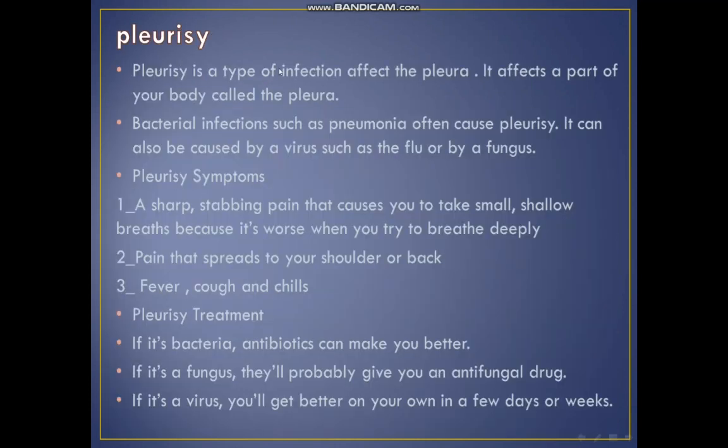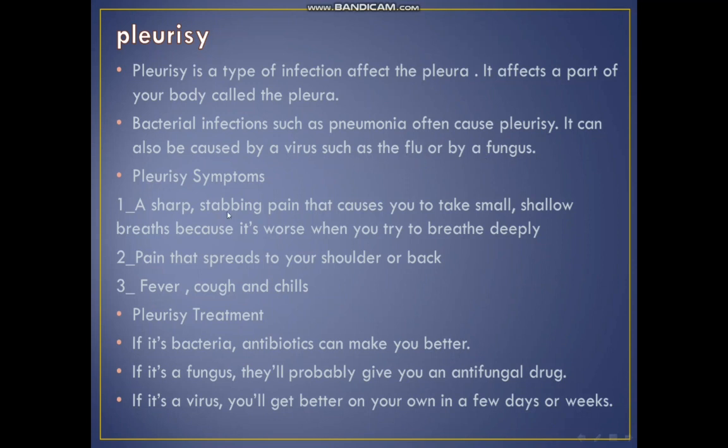Pleurisy. Pleurisy is a type of infection that affects part of your body called the pleura. We talked about it previously. Bacterial infections such as pneumonia often cause pleurisy. It can also be caused by viruses such as the flu, or by fungus.